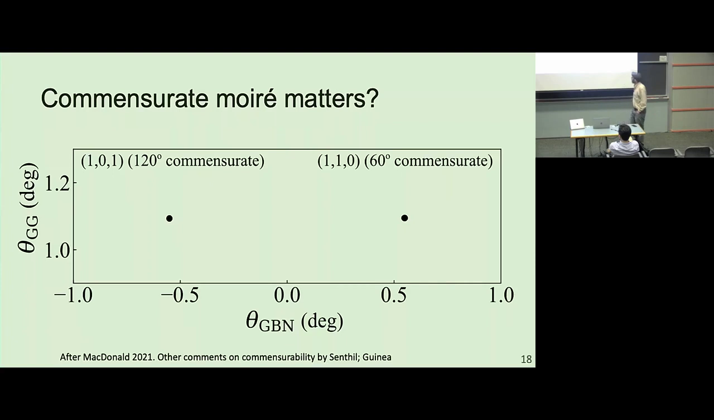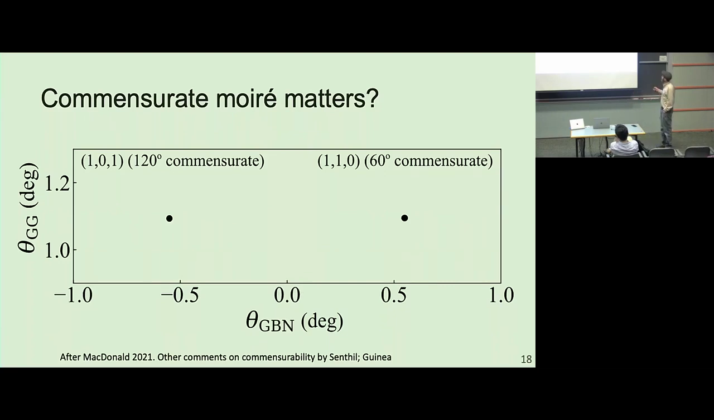So what do we really need? I'm doing this based on work from Alan McDonald's group from 2021, but there was contemporary work by Senthil and also by Paco Guinea, and there may be others that I'm missing, that all came to basically the same conclusion, that there's a reason that matching the moirés matters.